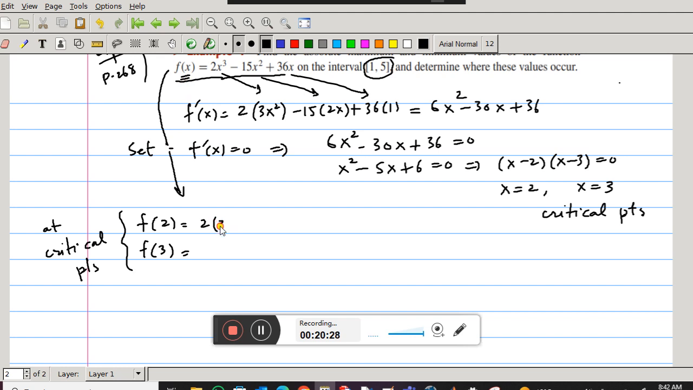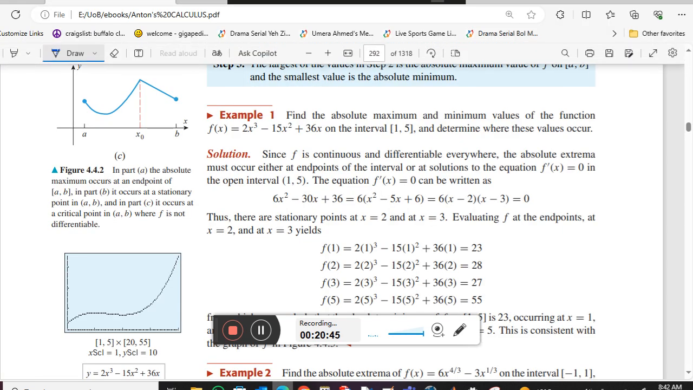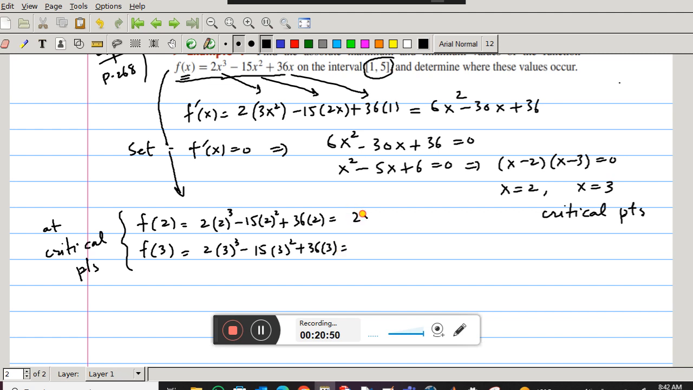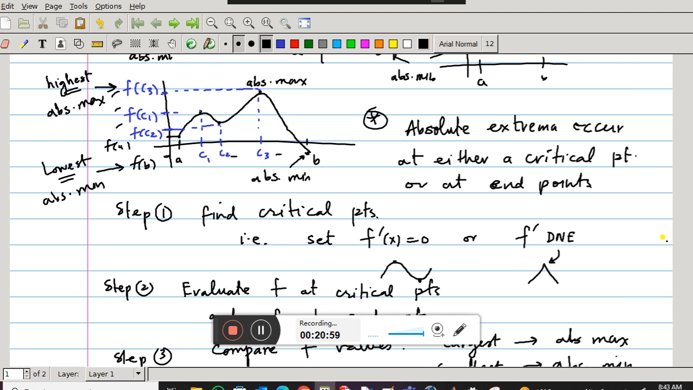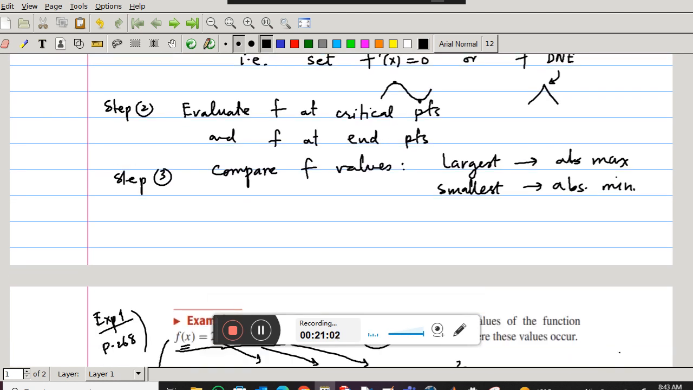So 2 into 2 cube minus 15 into 2 square plus 36 into 2, right? And then 2 into 3 cube minus 15 into 3 square plus 36 into 3. So these values are there, so I can just take it as 28 and 27. You can check it, 28 and 27. But I have to evaluate my function at the endpoints as well, right?